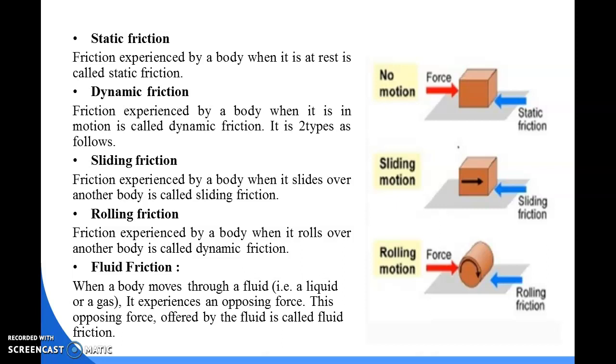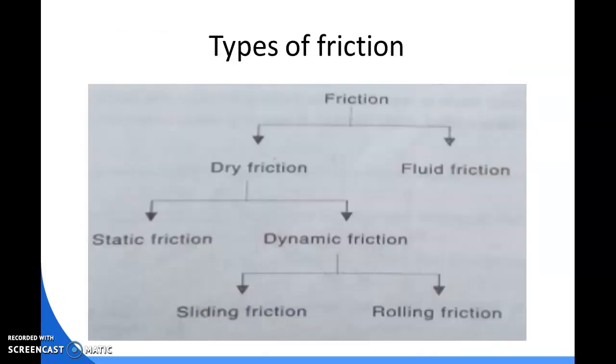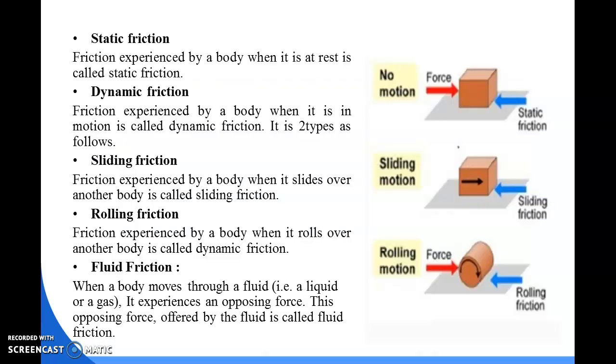Then we come to dynamic friction. It is totally opposite of static friction. That means the friction experienced by a body when it is in motion is known as dynamic friction. As we know, dynamic friction is of two types: one is sliding and another is rolling.